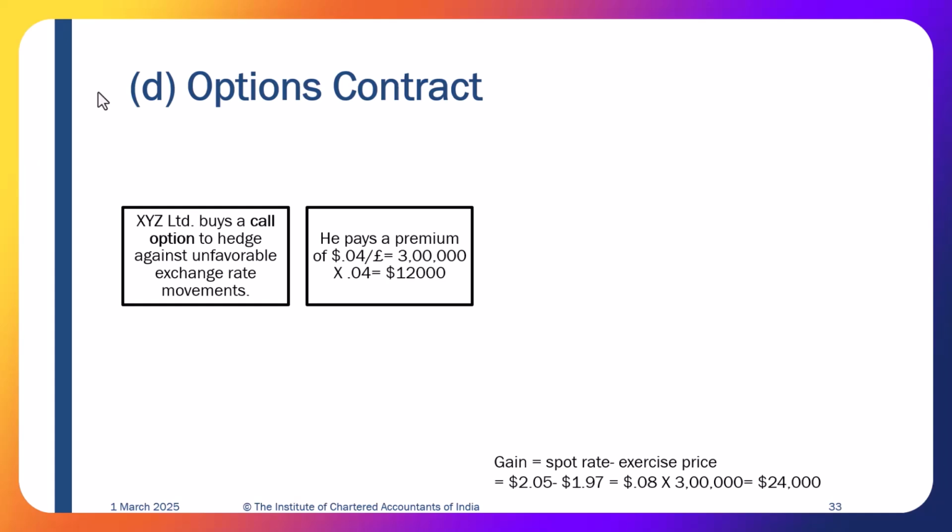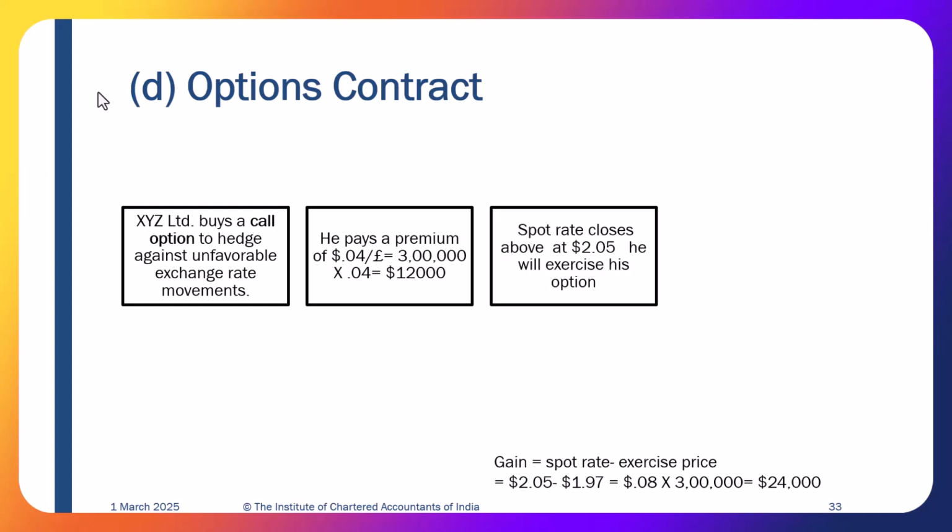He pays a premium of how much? $12,000, which is 4 paisa per pound. And how many pounds? 3 lakh pounds. So this money will straight away go from his pocket. The moment he enters into the option trade, he has to pay the writer $12,000. This is upfront money he is losing. Now the spot rate closes at 2.05.